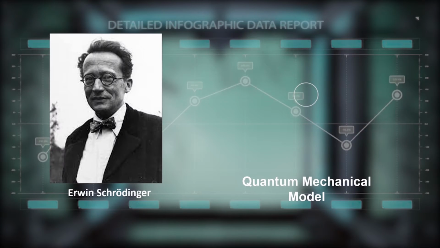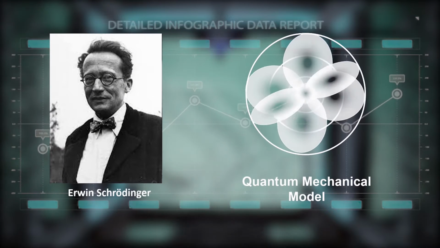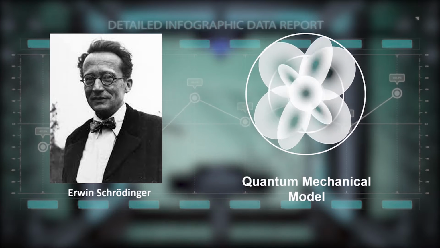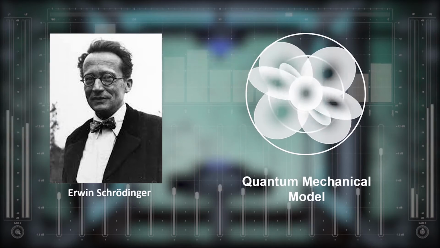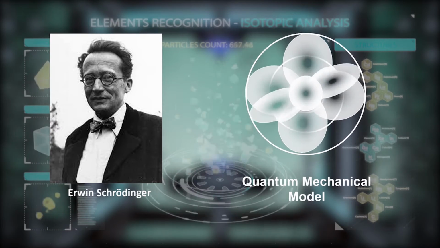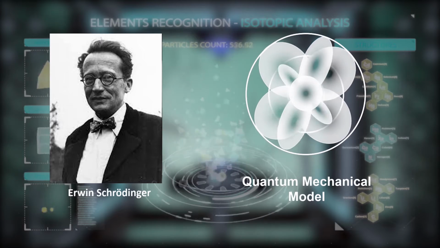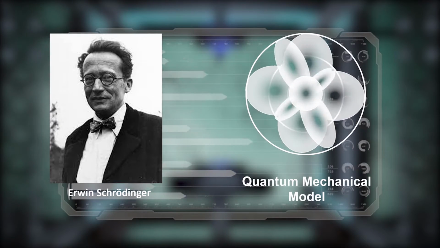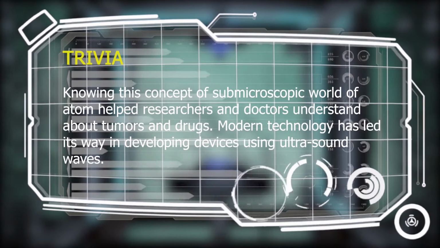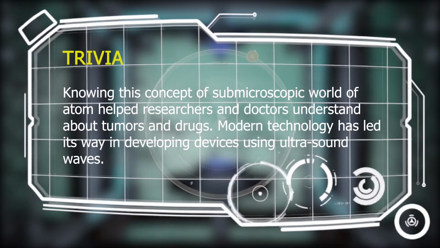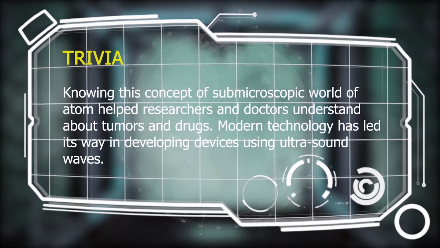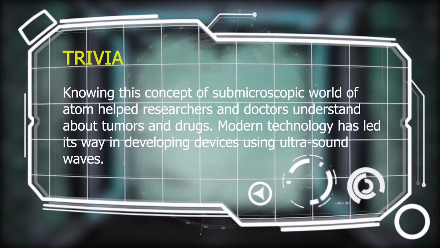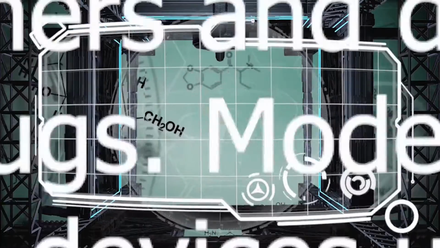Erwin Schrödinger improved de Broglie's idea and paved the way for dealing with subatomic particles known as quantum mechanics or wave mechanics, which made him describe the atom using his model named the quantum mechanical model, and his discovery that atoms behave both as a particle and a wave. Trivia. Knowing this concept of the submicroscopic world of the atom helped researchers and doctors understand tumors and drugs. Modern technology has led its way in developing devices using ultrasound waves.